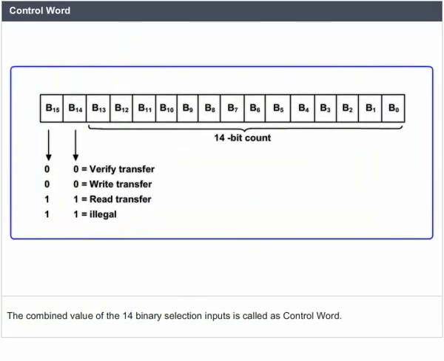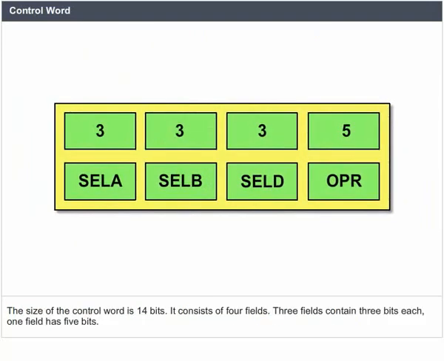Control word. The combined value of the 14 binary selection inputs is called a control word. The size of the control word is 14 bits. It consists of 4 fields. Three fields contain 3 bits each. One field has 5 bits.